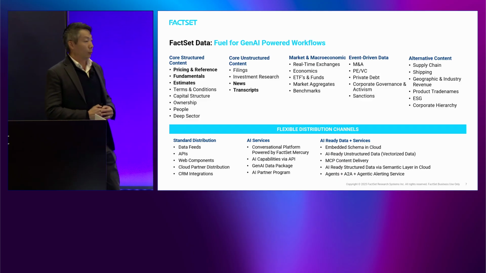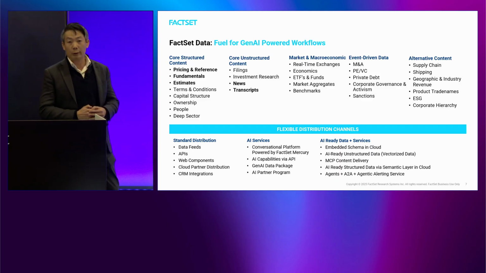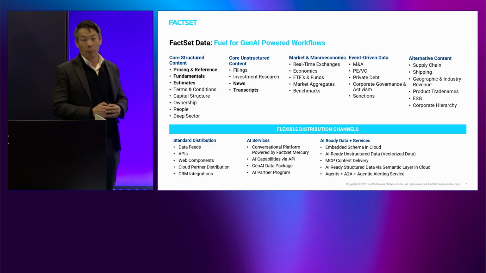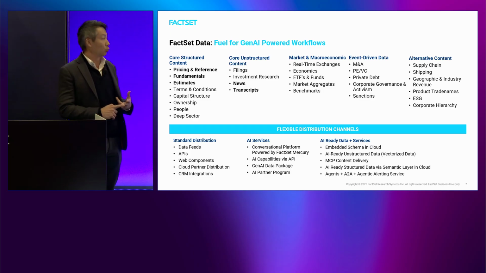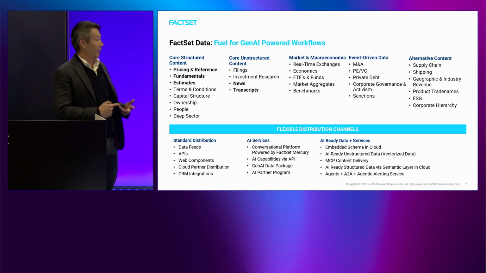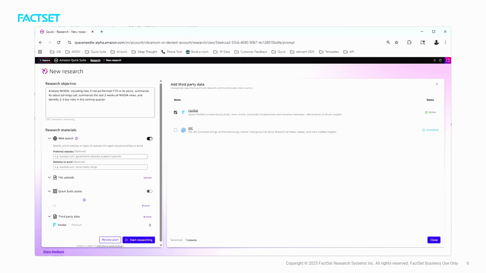For unstructured content, we have news, so that's our Street Account News service, which is a curated news service where we focus on market-moving news like company press releases and economic data as well. And under transcripts, we have company event data, so it could be company earnings call transcripts and any sort of event that a company might hold.